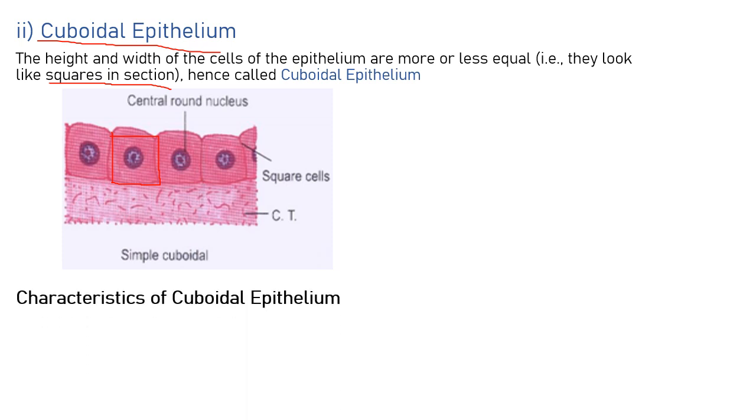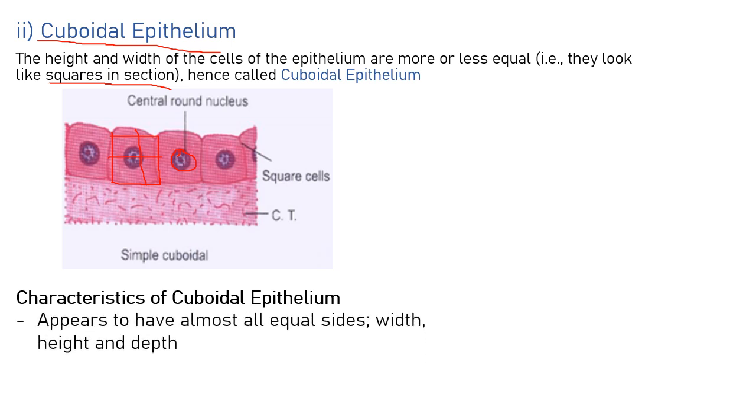All right, then what are the characteristics? From looking at this diagram, I'm pretty sure you are able to come up with the characteristics of cuboidal epithelium. Number one, the height is almost equal to the what? To the width. Number two, they have a round what? They have a round nucleus. As you can see, a round nucleus which is central. It is located at the center of the cell. Please take note of that. So it appears to have almost all equal sides: width, height, depth. I've already talked about that. Then they have a central rounded nucleus.